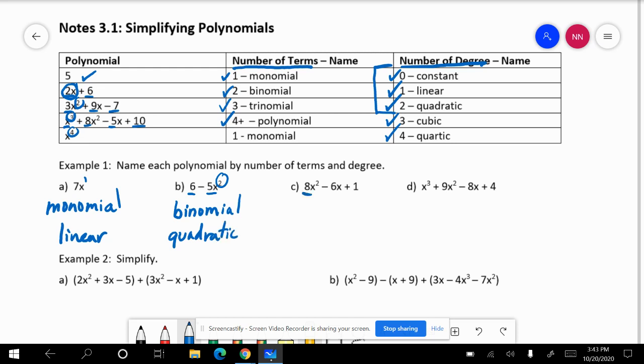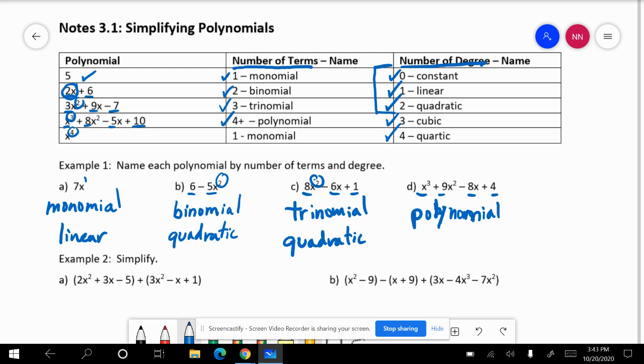For letter C, we have three terms, so we call that a trinomial. And our highest degree is 2, so that would be a quadratic. For letter D, notice that we have 4. Anytime it's 4 or more, we just call it a polynomial. And our highest degree is a 3, so we call that a cubic. So that's how we classify polynomials.